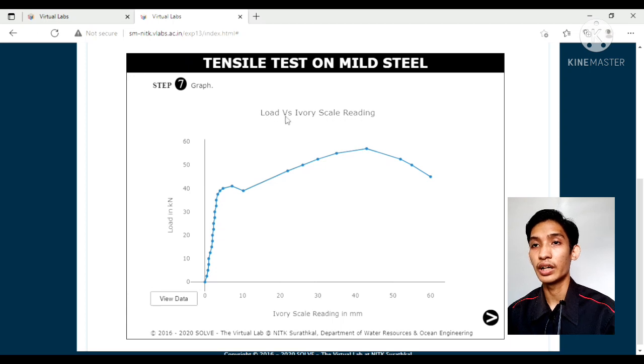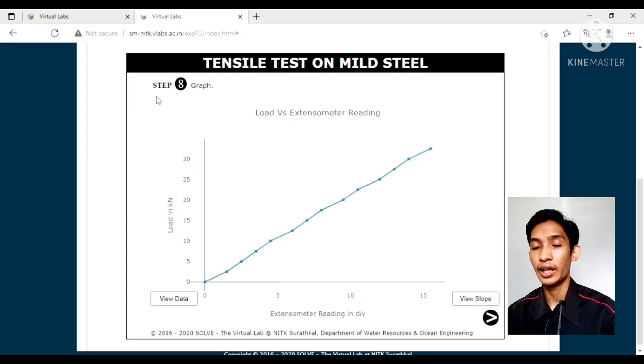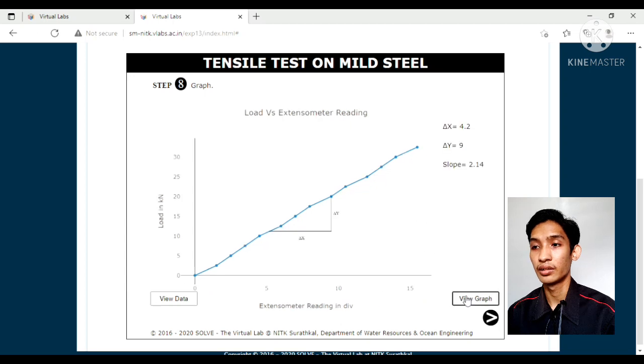The first graph is load versus ivory scale reading, and the second graph is load versus tensometer reading. The slope for this graph is 2.14.